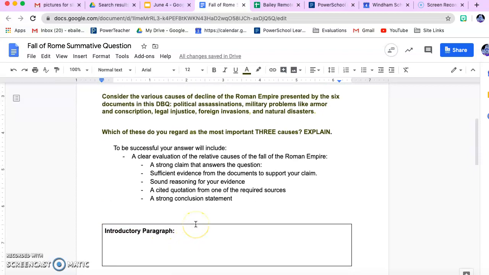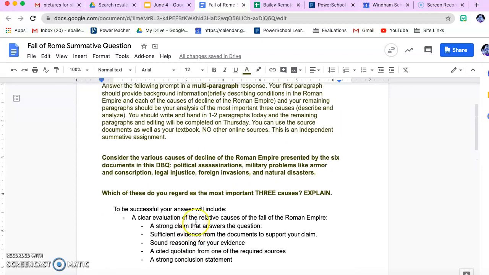introductory paragraph. That's just an expository paragraph explaining the conditions in the Roman Empire, and then going through each of these 6 causes, just briefly saying what they are and what was going on in Rome at that time.